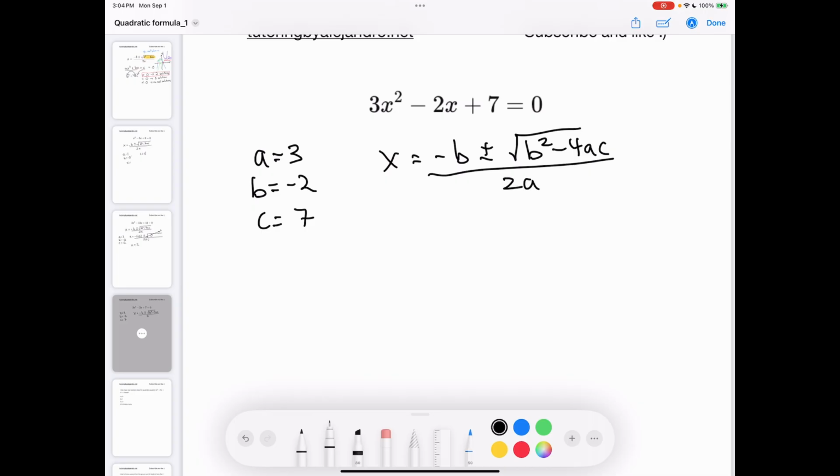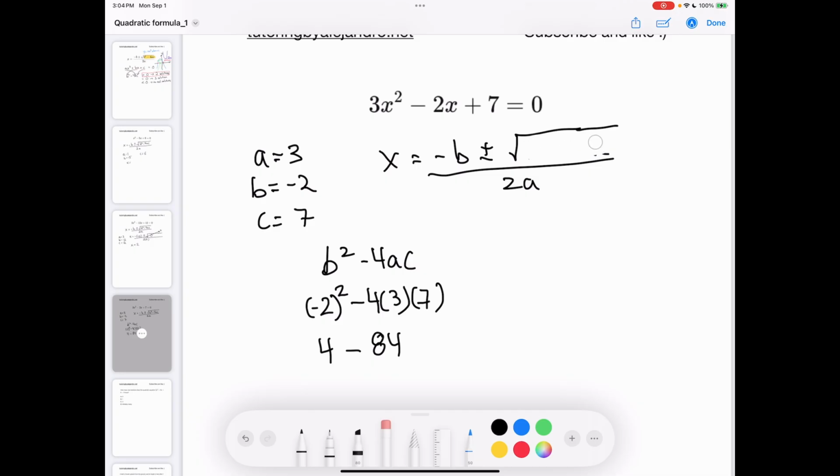Let's evaluate the discriminant first. The discriminant is b squared minus 4ac. That comes out to negative 2 squared minus 4 times 3 times 7. Negative 2 squared, again, is a negative number raised to an even power. That evaluates to a positive 4 in this case, minus 4 times 3 is 12, and 12 times 7 is 84.